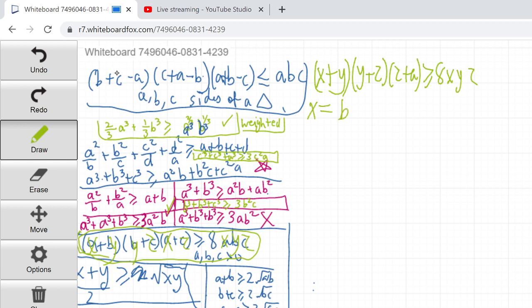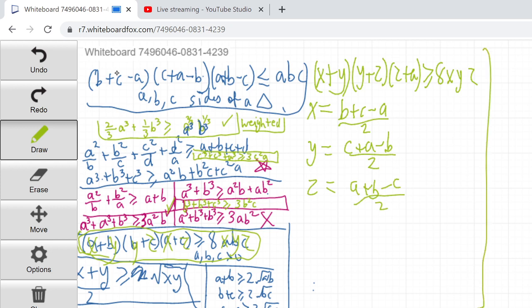Of course, when you're actually doing the problem, you're going to be expanding stuff, and probably there are lots of basic ways to solve it, but this is probably the nicest overall solution. So x is equal to b plus c minus a on 2, y equals c plus a minus b on 2, and z equals a plus b minus c on 2. If you do that, what's 8xyz? Well, the 8 just cancels all the 2's, and then xyz is just the left-hand side now.